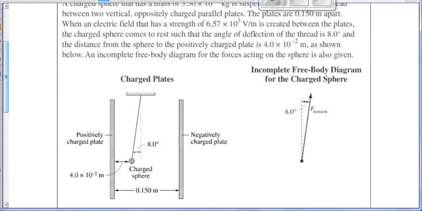And we have an incomplete free body diagram. All right. So what's going on here? We have an electric field that goes this way from positive to negative. We'll talk about electric fields in a few minutes here. And we know that that sphere must experience an electric force this way. Otherwise, it wouldn't move to the left, right? So there's an electric force to the left there. What kind of charge does it have to be?